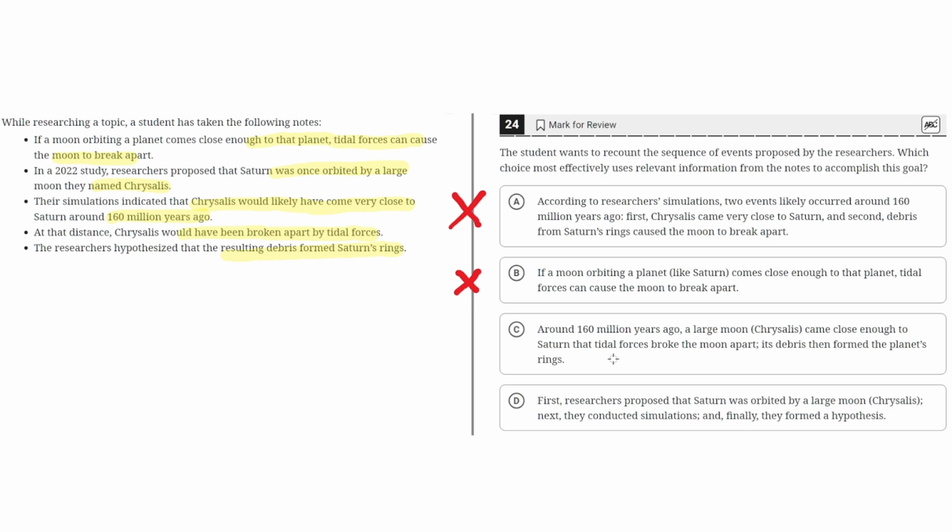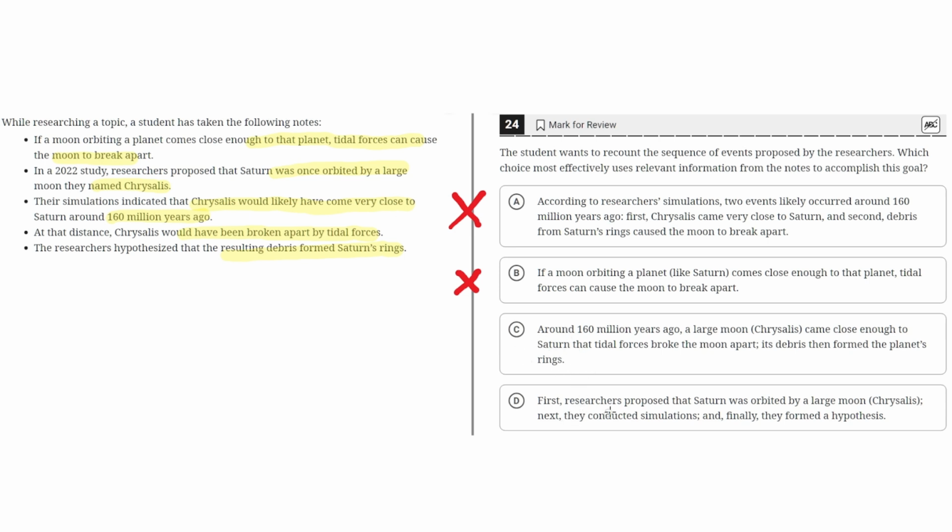C. Around 160 million years ago, a large moon, Chrysalis, came close enough to Saturn that tidal forces broke the moon apart. Its debris then formed the planet's rings. This seems to be the correct answer because this properly highlights a sequence of events where it begins with 160 million years ago, and it highlights that there was a moon, Chrysalis, that came close enough to Saturn, whereon tidal forces broke the moon apart, and then that debris from the moon then formed the planet's rings. So this seems to be the correct answer.